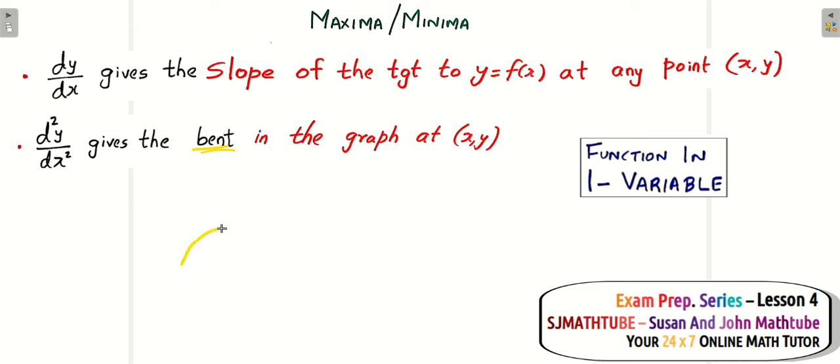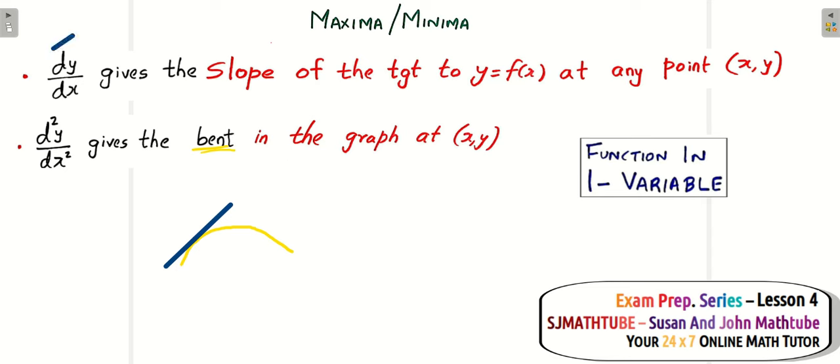Let's say this is the graph of a function, and you can see that this graph is tangentiable everywhere. At every point you'll be able to draw the tangent, and the slope of that tangent line will be given by dy by dx. If you want the slope at this particular point, all you have to do is substitute the values of x and y in dy by dx.